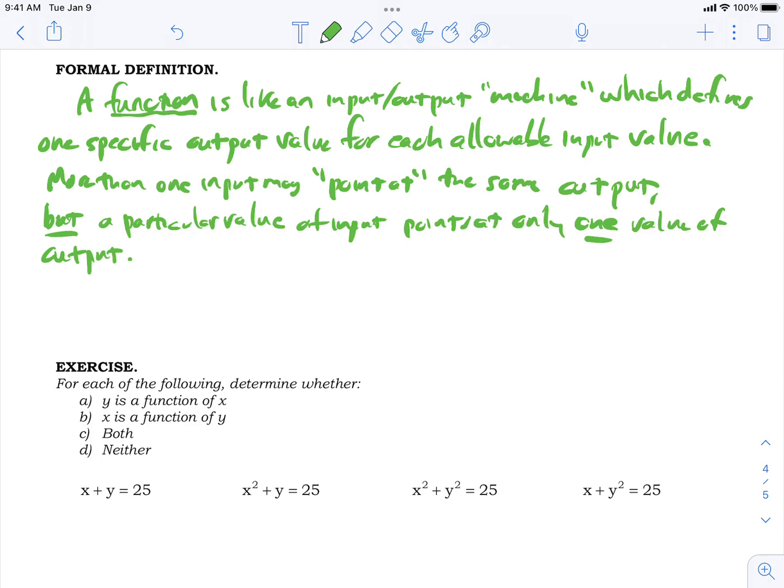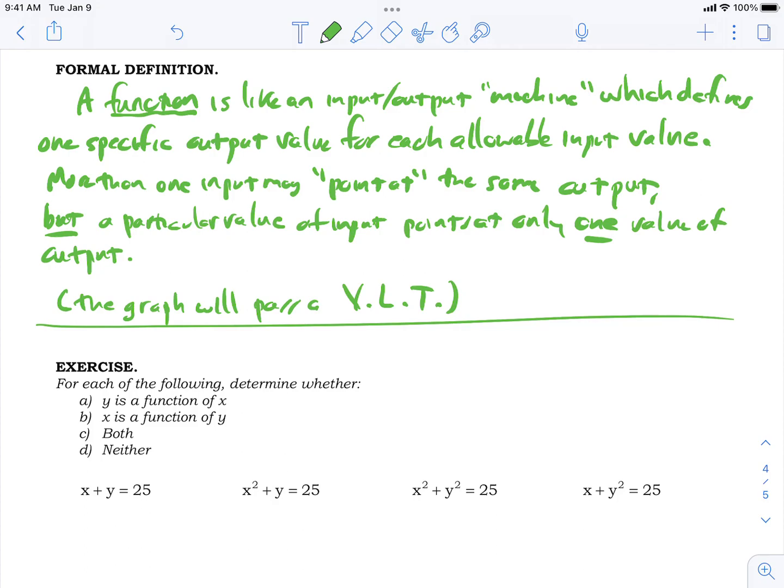And you might even put in parentheses here, the graph will pass a vertical line test. Good reminder. Sometimes the easiest way to see if you have a function is to just make a graph and say, is that passing the vertical line test? Yeah, it's a function. I'll just abbreviate it VLT for vertical line test. Cool. There's our formal definition.